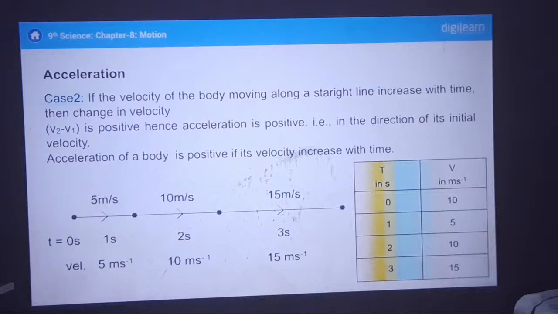Time in seconds, velocity in meters per second. At time 0 second, velocity is 10 meters per second. At time 1 second, velocity is 5 meters per second. At time 2 seconds, velocity is 10 meters per second. At time 3 seconds, velocity is 15 meters per second.